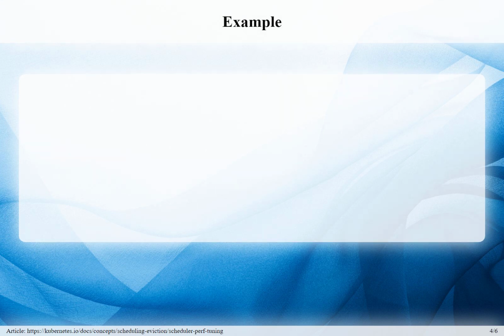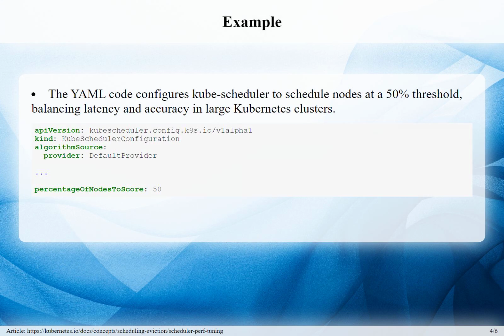Example. The provided YAML code sets the percentageOfNodesToScore parameter in the KubeSchedulerConfiguration object to a value of 50%. This parameter determines the threshold for scheduling nodes in the cluster, balancing scheduling outcomes between latency and accuracy. This configuration setting helps optimize the performance of the kube-scheduler in large Kubernetes clusters. An example configuration sets the percentage of nodes to score to 50%.